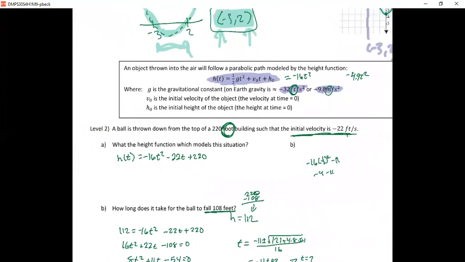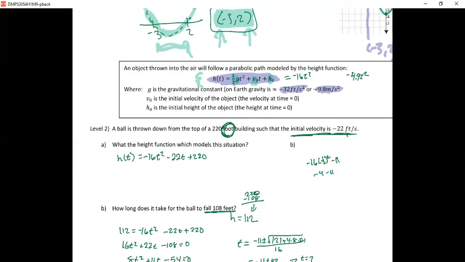Last but not least, if we have an object thrown in the air, it will follow a parabolic path. This is kinematics from physics. We have 1/2 gt squared, where g stands for the gravitational constant, either -32 feet per second squared or -9.8 meters per second squared. So we have gravity, then initial velocity and initial height working to change the height. We have 3 different things that can change the height, but they all model this situation.